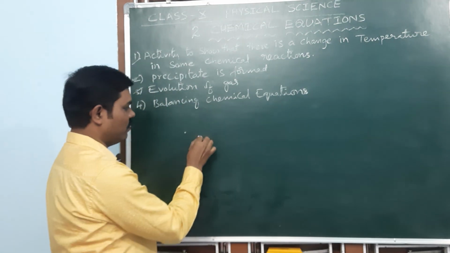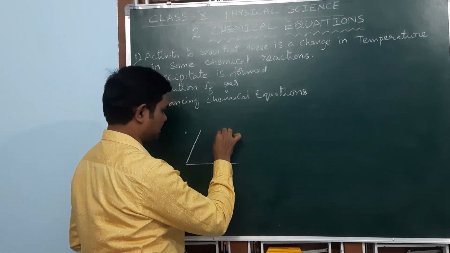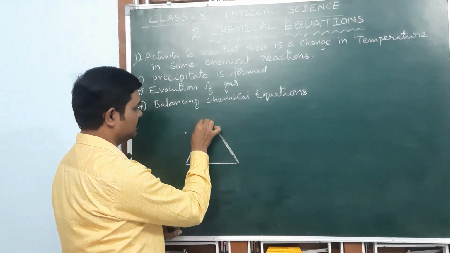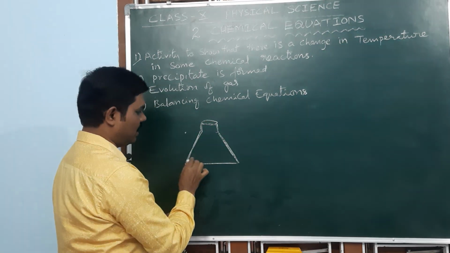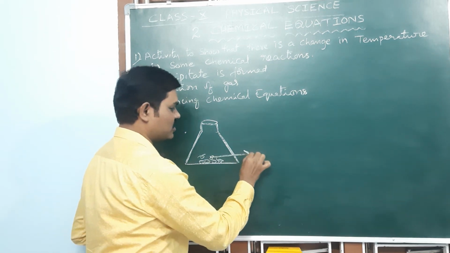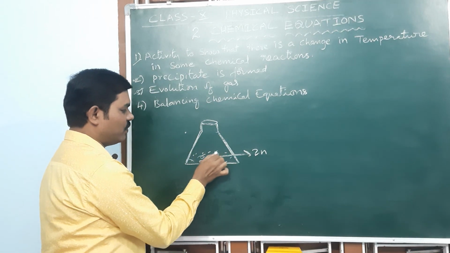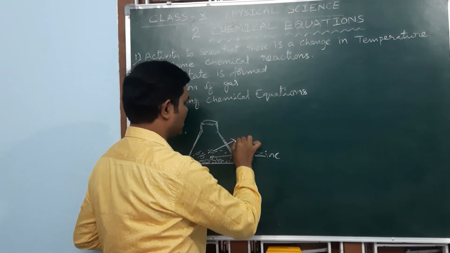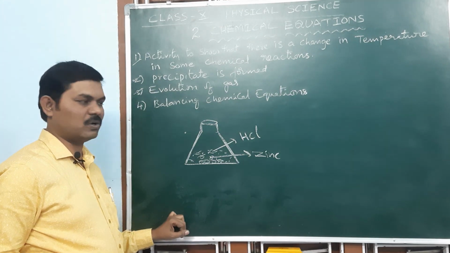For this activity, we have to take one conical flask. So this is the conical flask. Take some zinc granules in the conical flask. Next, pour 5 ml of hydrochloric acid. HCl is the formula for hydrochloric acid.